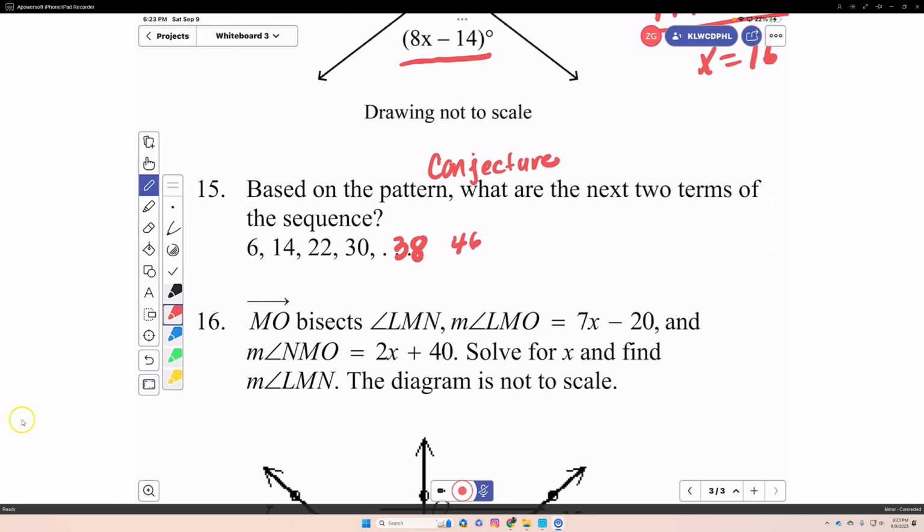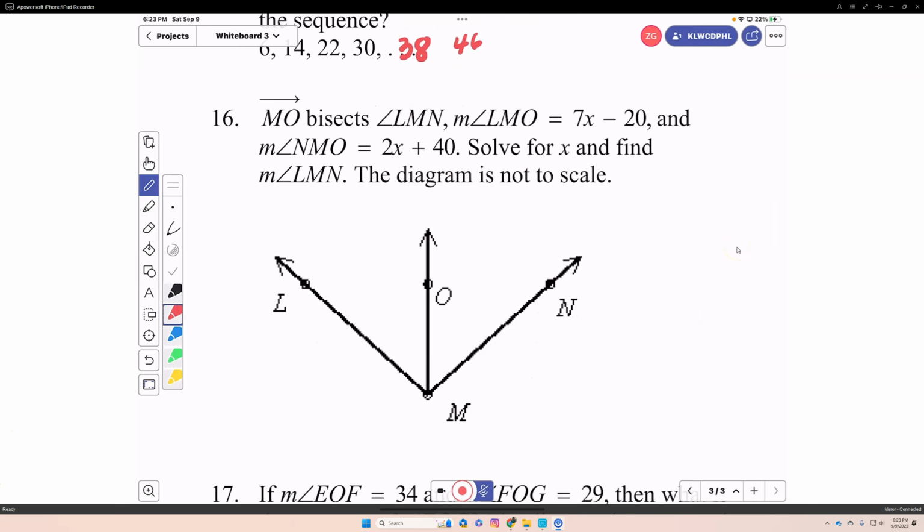Okay, ray MO. So we have ray MO bisects angle LMN. When I say bisects, that means it's going to cut the angle into two congruent parts. We know that angle LMO is 7x minus 20, and I know that angle NMO is 2x plus 40, right?